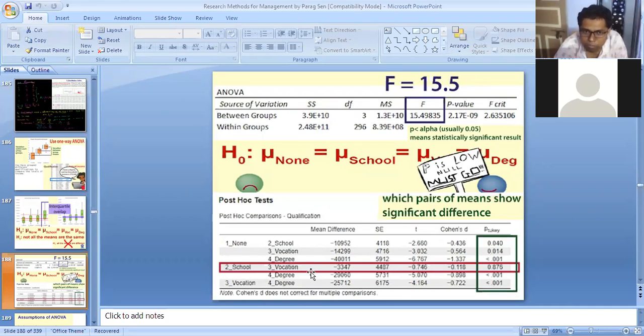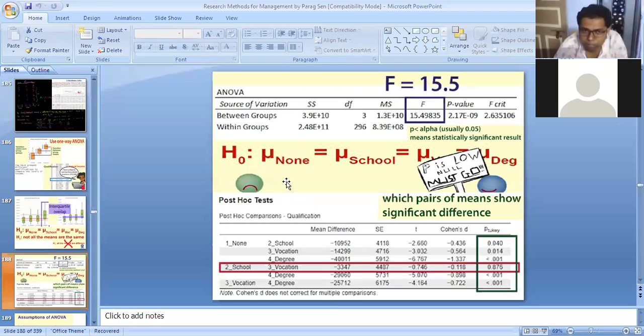But for the school level and vocational level, those who have a school level degree and those who have a vocational level degree, for this particular pair there is not enough difference in terms of salary at population level, because your p value is 0.876, which is greater than 0.05.